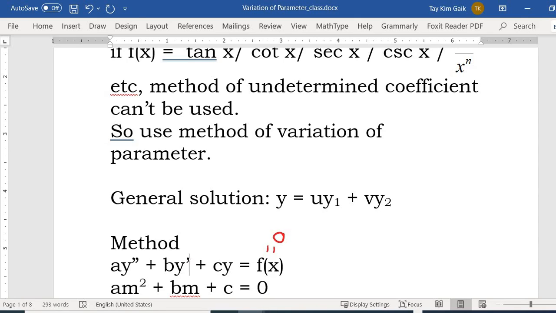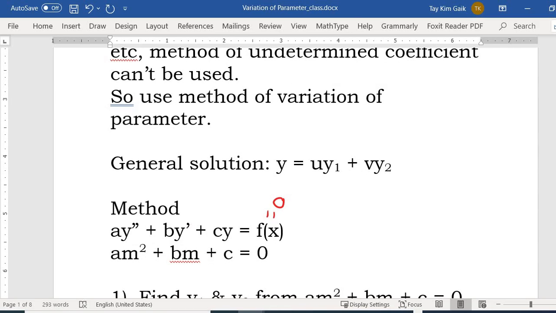Can you all hear or not? What I'm talking? Can, Doctor? Yes, madam. Yes, Doctor. Yes. Yeah, so I will proceed.